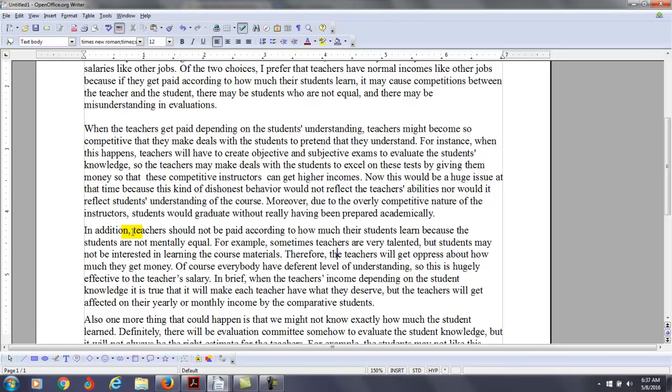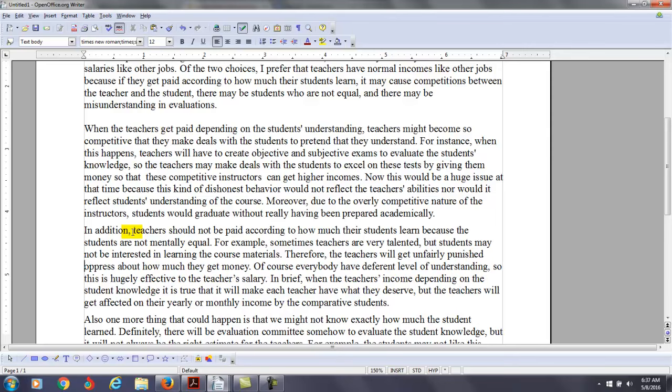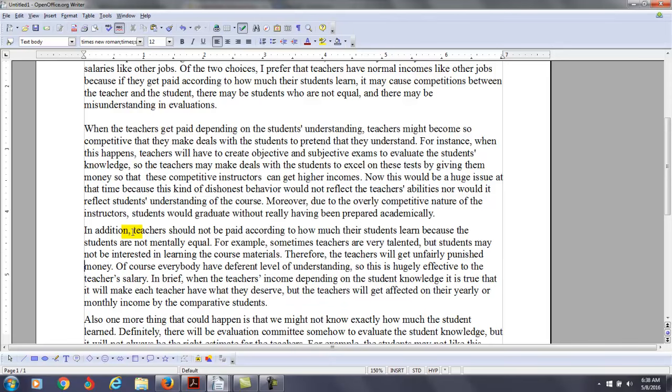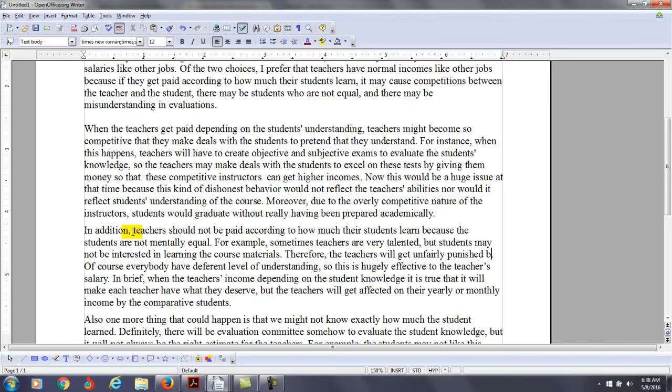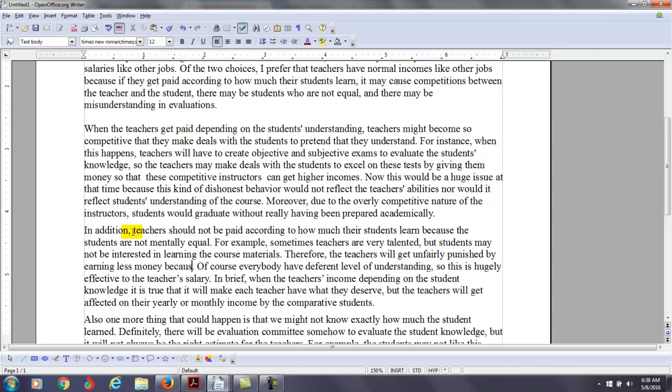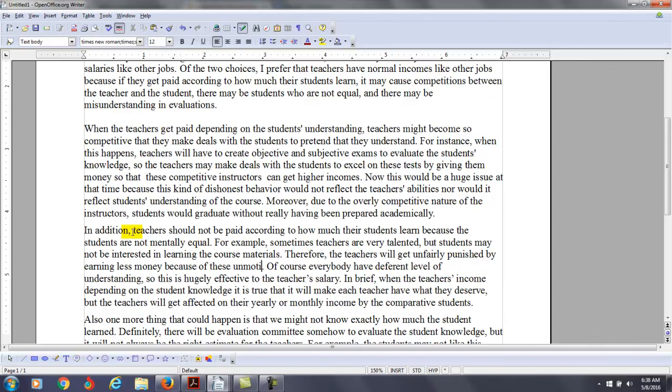Therefore, the teachers, you might say, will get unfairly punished, earning less money because of these, you might say, unmotivated students.